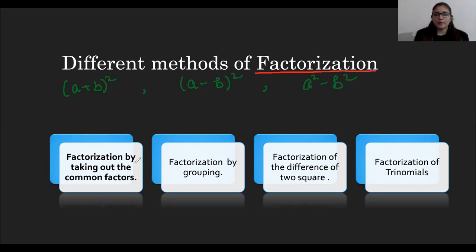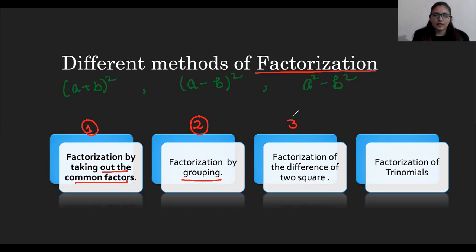The first method is factorization by taking out the common factors. Whatever is common, we will take everything out. This is the very first method. Now, what's the second method? The second method is factorization by grouping. What we will do is group all the same elements together. Then you will see that your polynomial is factorized. You have factorized your polynomial. So the second method is factorization by grouping.